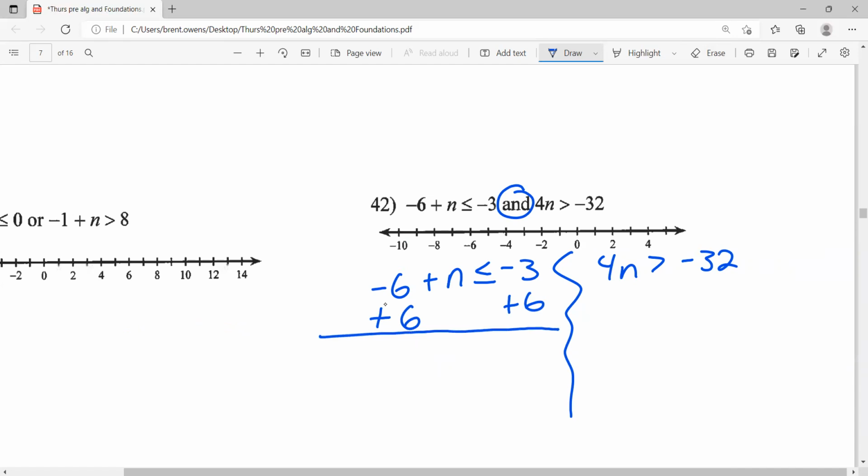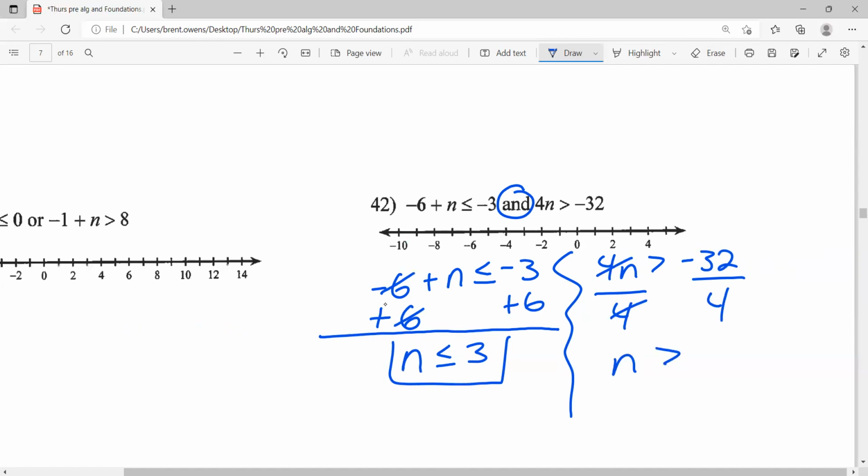Oh, no, I'm doing 4. Okay. So when we regroup here, we get n is less than or equal to 3. And on the right, we have to divide by 4, of course. n is greater than, what's the answer? -8. So now we have something to graph.